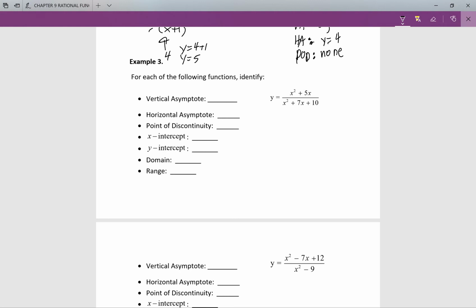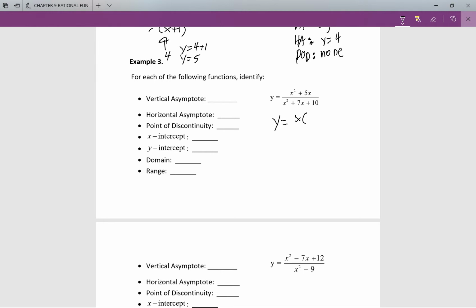So we're right back at it. Example 3. For each of the following functions, identify the vertical asymptote, horizontal asymptote, point of discontinuity, x-intercept, y-intercept. As well, we want to state what the domain and the range will be. So our first step in doing this is we're just going to factor this.